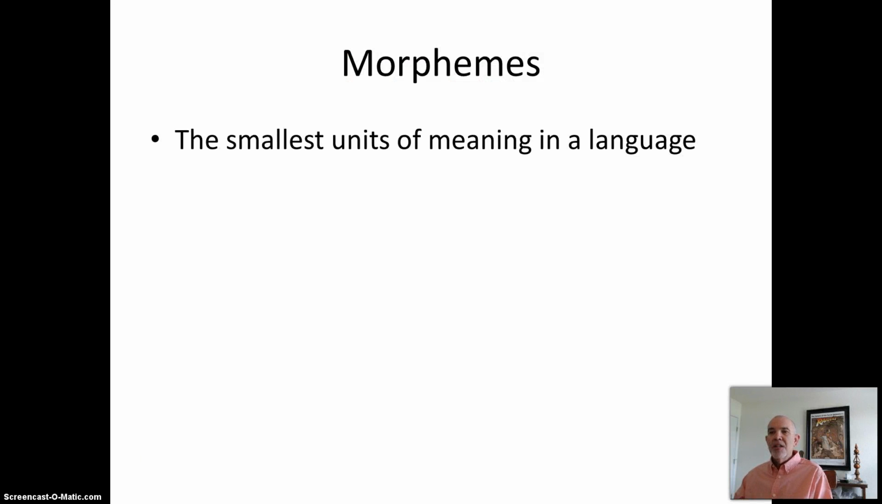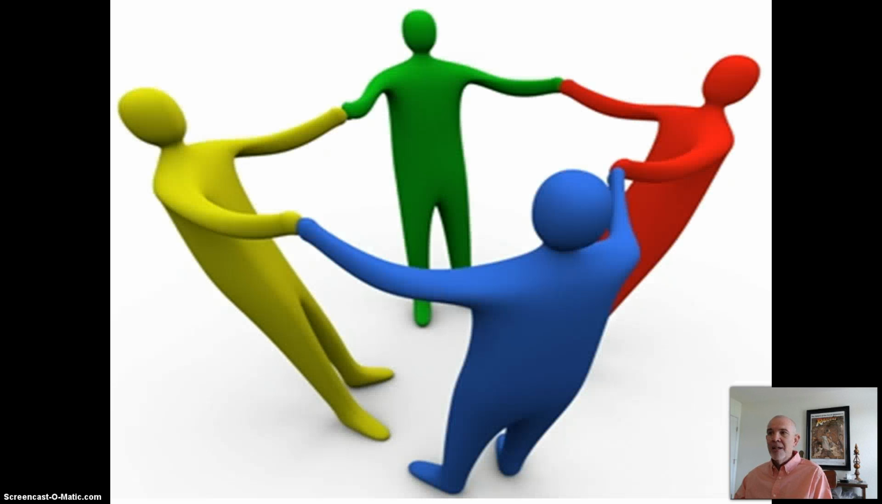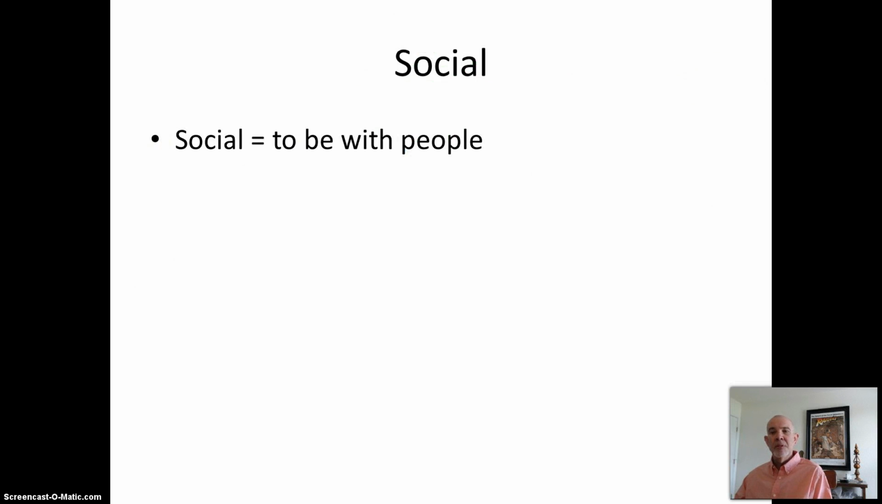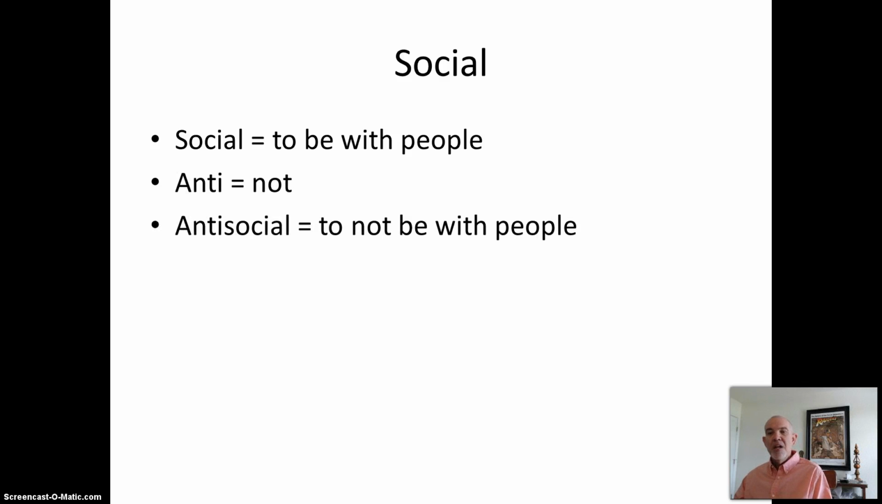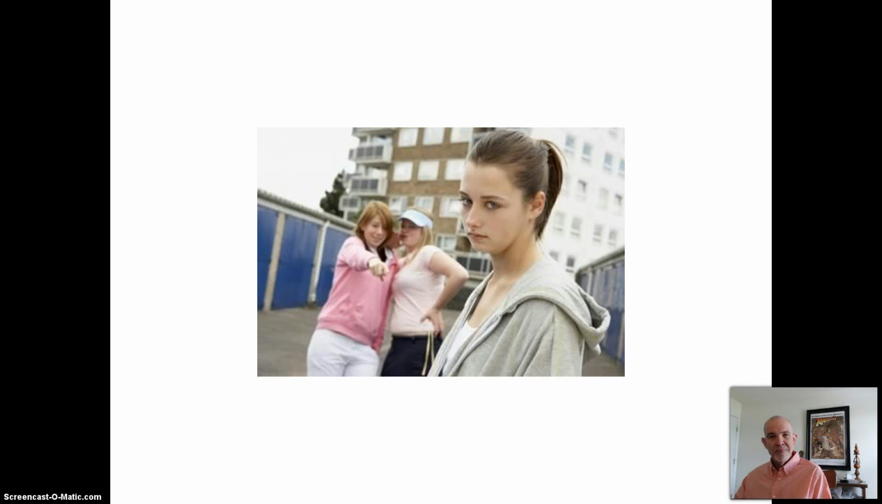Morphemes are the smallest units of meaning in a language. For example, the word social consists of several phonemes, but it has just one morpheme, meaning to be with people. The prefix anti is a morpheme that generally means not. The word antisocial consists of several phonemes now, but has 2 morphemes, anti and social, meaning not concerned with people.